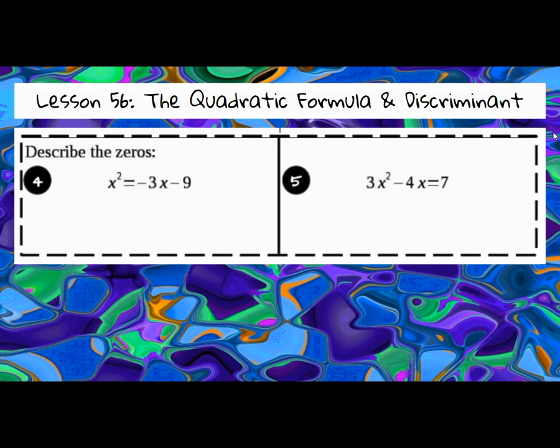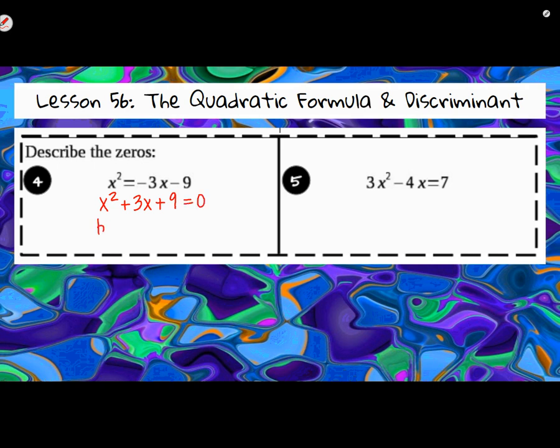Okay, so we're going to describe the zeros. Now, this is different than the last 3 examples. Do you see how it doesn't equal 0? I do want to go through and show you that it has to equal 0, because if you pull the wrong A, B, and C, just like from yesterday's lesson, you'll still get answers, but those answers are going to be wrong. So we don't want to get the wrong answer. We want to make sure that these are set equal to 0. So I would need to add 3x and add 9 to make it equal 0.